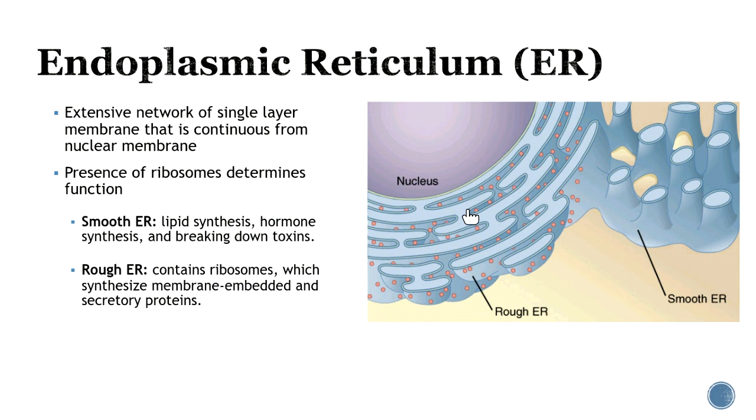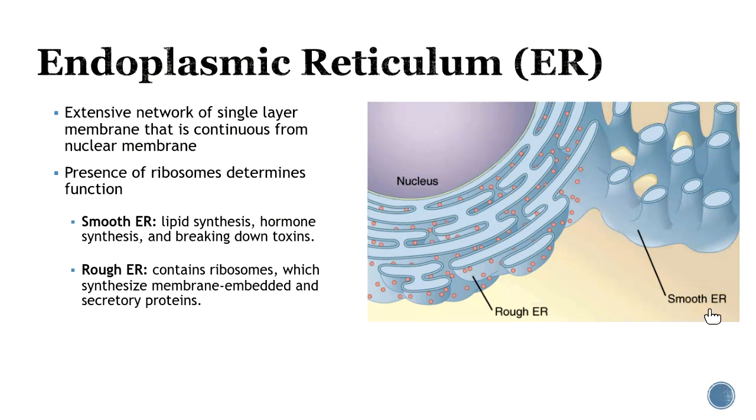Now, there's two different types of ER, and it all comes down to the presence of ribosomes. Now, if you have ribosomes present, we're going to call it the rough ER. So think of them as like little studded little beads that are on the outside. So if you rubbed your hand on it, it'd have a rough appearance. If you do not have ribosomes, it's called the smooth ER.